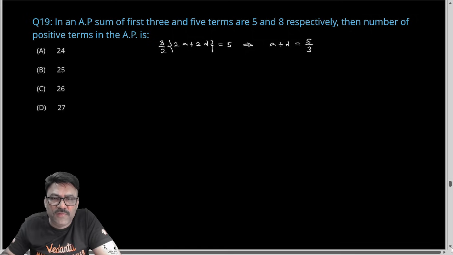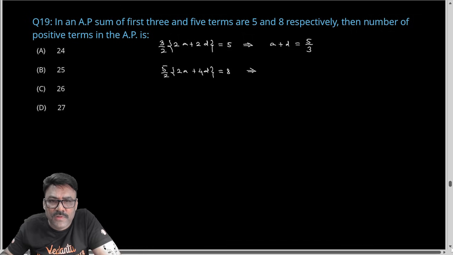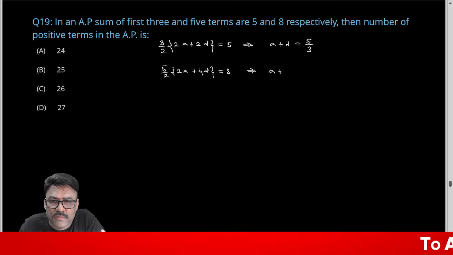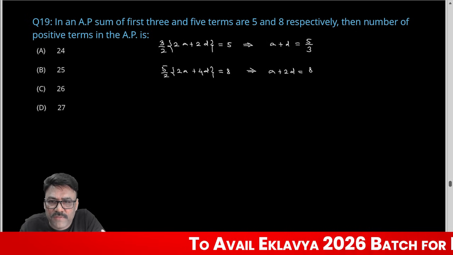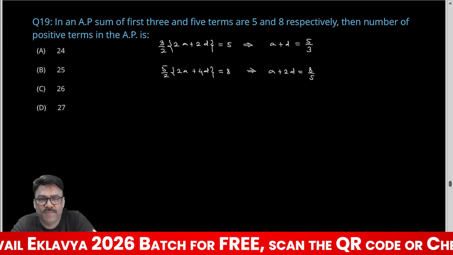Now if I write the sum of the first 5 terms, so 5 by 2, 2A plus 4D. And this sum is 8. So this gives you A plus 2D is equal to 8 by 5. A plus 2D is 8 by 5.